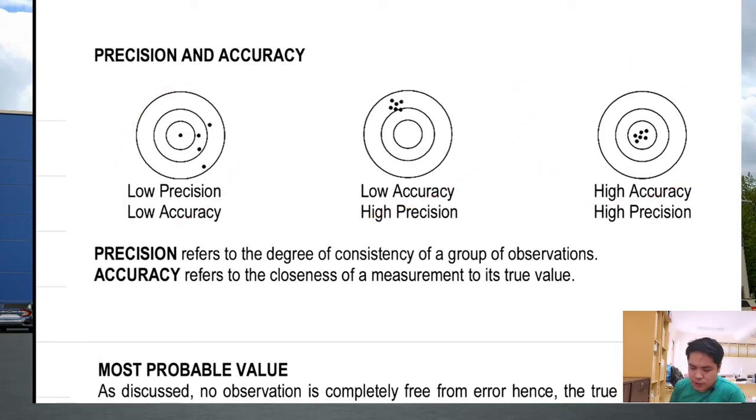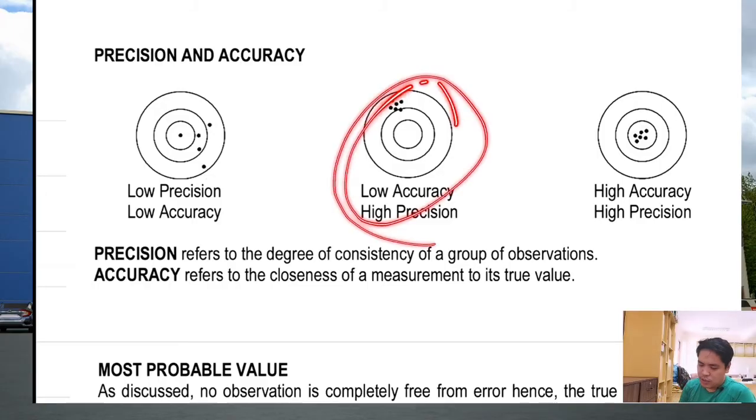So ito, illustrate natin by these three figures. So the first figure is low precision and low accuracy. To be accurate, kailangan bullseye, di ba? That is for accuracy. Dapat close dito para accurate yung tama mo. Pero in this case, malayo siya sa bullseye at the same time katag, scattered, in Bisaya.